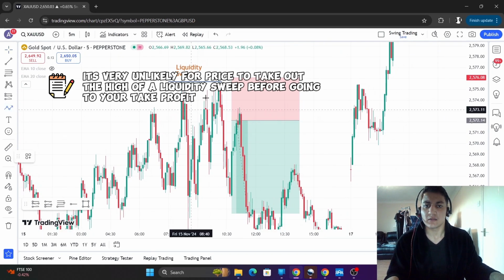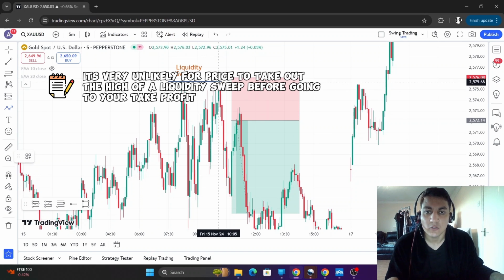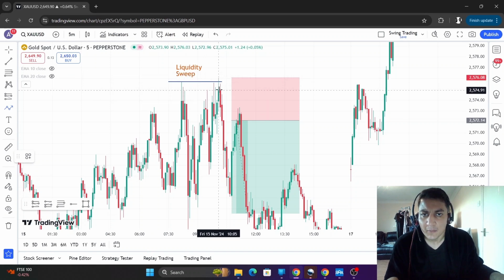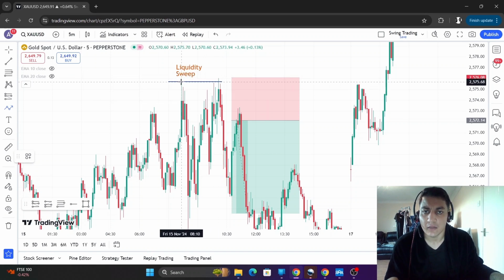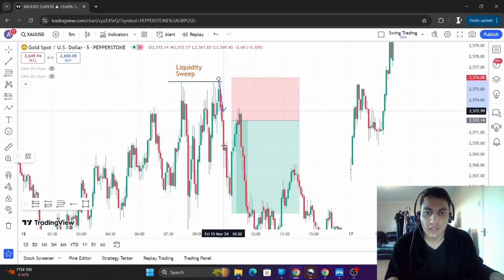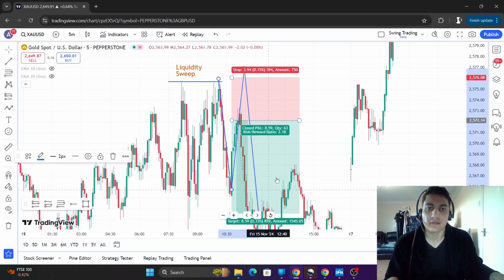Because it's very unlikely, if we're bearish and we've had this liquidity sweep, right? Because remember, price only came up here just to take out that high. That's the only reason it came up there, was just to take out that high. Very unlikely that price is going to come all the way down here, come up, take out this wick again, and then go back down. Very unlikely. It is possible.